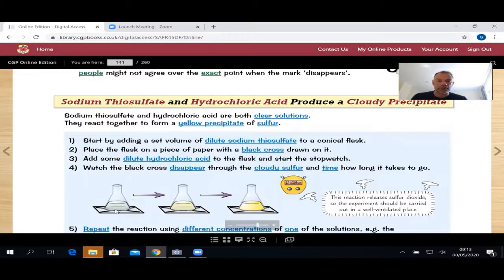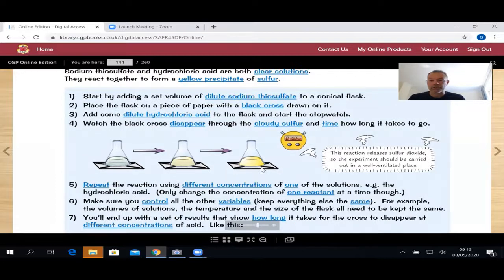So here's the cross. We put the sodium thiosulphate and the hydrochloric acid together. It goes cloudy, and we time how long it takes for the cross to disappear. And we do that once at a particular concentration of acid. I don't know, half a molar acid. Do it again with 1 molar acid. Do it again with 1.5 molar acid. So you can change the concentration and measure the time it takes for the cross to disappear.